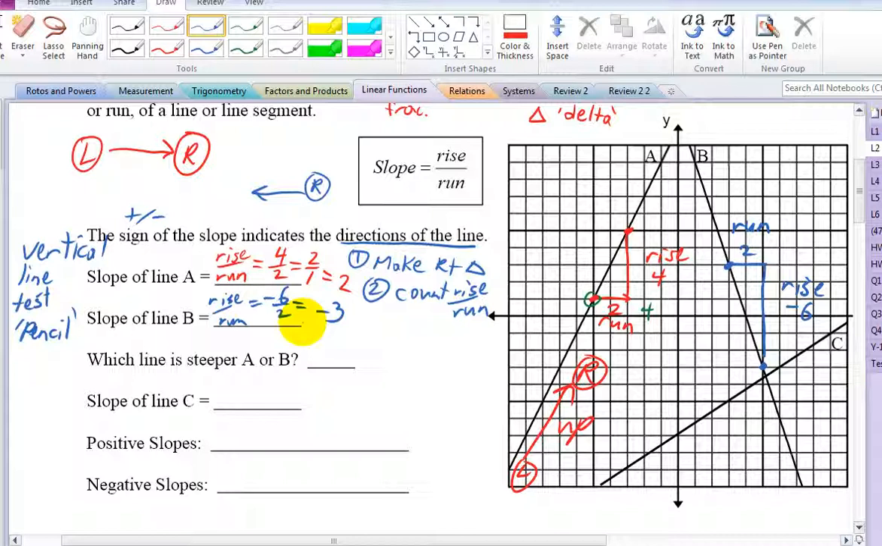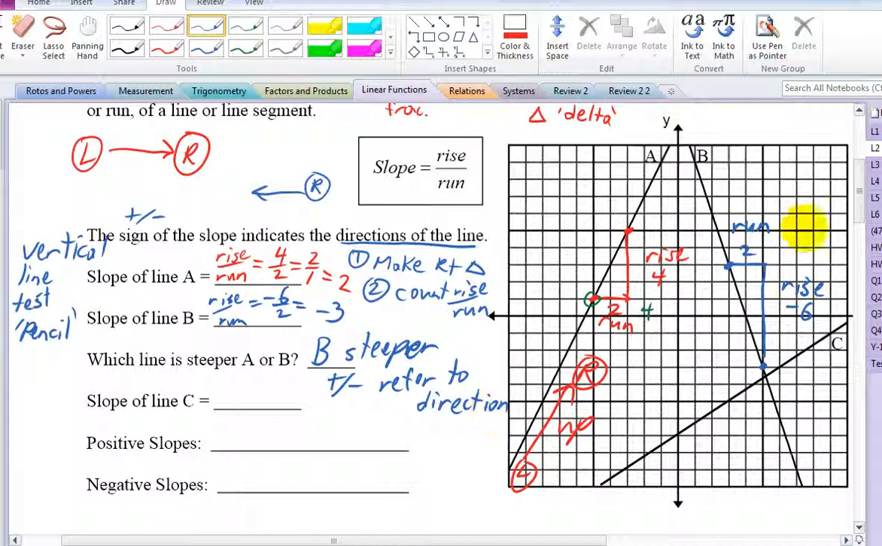Which line's steeper, folks? B. Okay, B is steeper. The reason why is the positive or negative sign refers to direction. You just look at the number to determine the steepness. Direction. There you go. Okay.